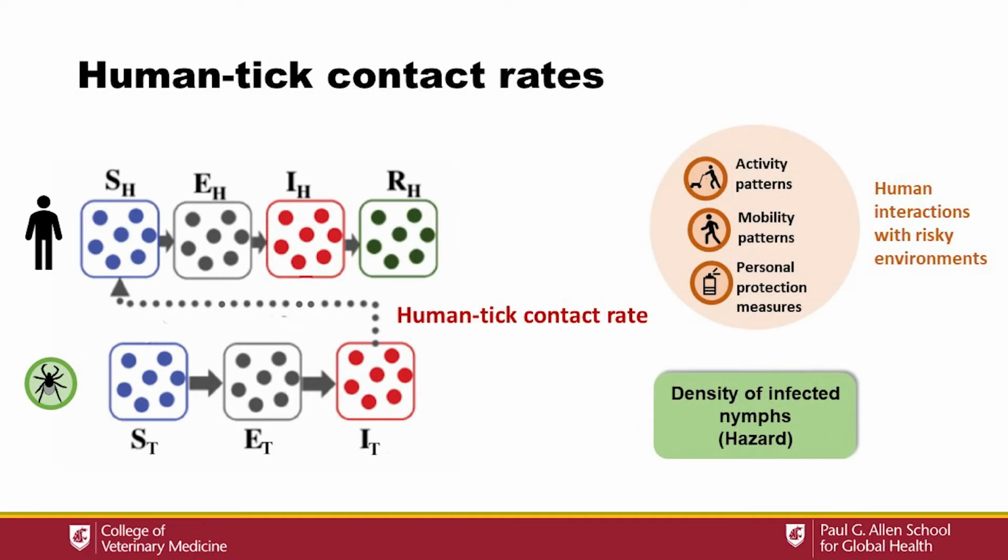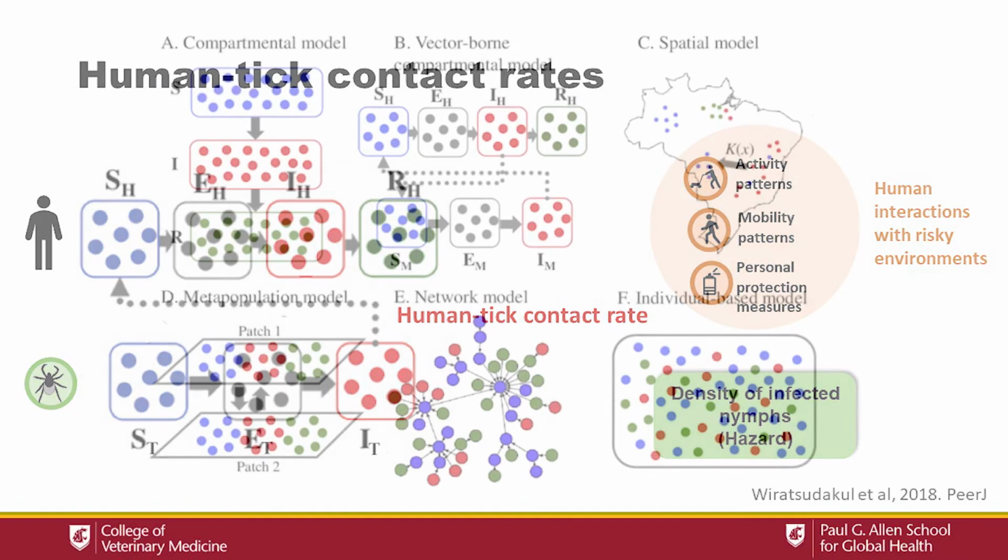And what are the counterintuitive effects that we're going to see? So as I mentioned, these are the two main things that we need to take into account to estimate the human contact rate: the activity patterns, mobility patterns, and the use of personal protection measures, together with the density of infected nymphs.